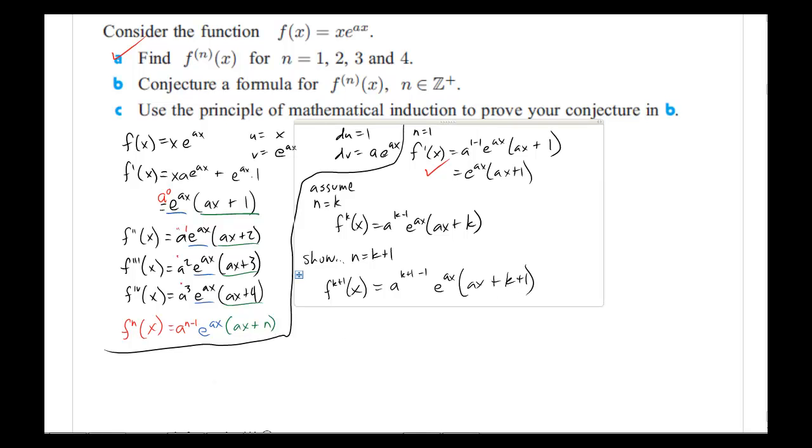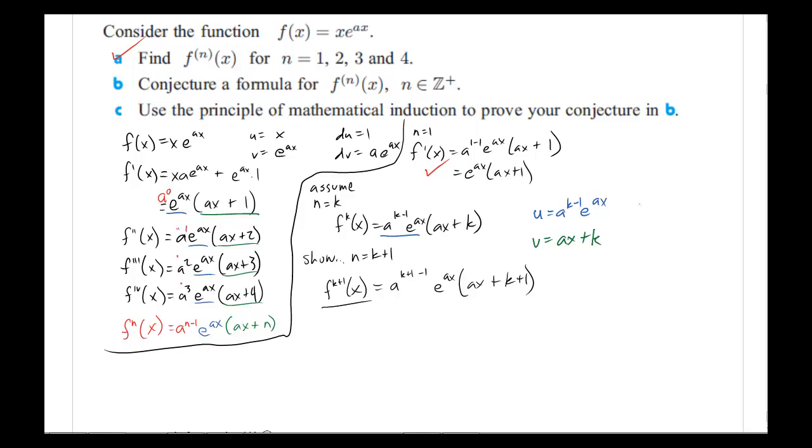Now, I've got one formula here. Now I just need to find out how to get the k plus 1 derivative. Well, that's just the derivative of the kth derivative, right? It's just one more derivative. So what I need to do is I need the derivative of this function right here. So let's take the derivative of the kth derivative. So I'm going to say that u equals a to the k minus 1 e to the ax. Okay, and then I'm going to say that v is ax plus k.